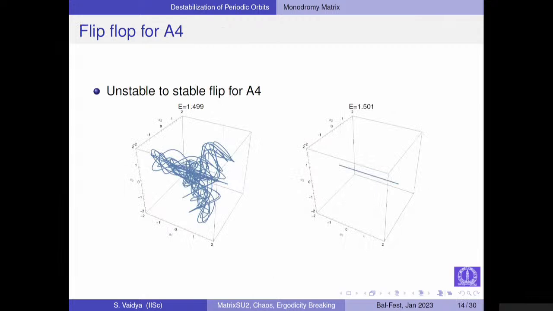And this is what it looks like if you actually plot the orbits. This is near 3 by 2, where there was a jump from stability to instability. If you plot the orbit in the A1, A2, A3 space for 1.499, then the orbit looks like a hairball. But if you plot it for 1.501, which is just above 1.5, then it's a straight line. And you can check that this is what happens at every place where there is a transition.